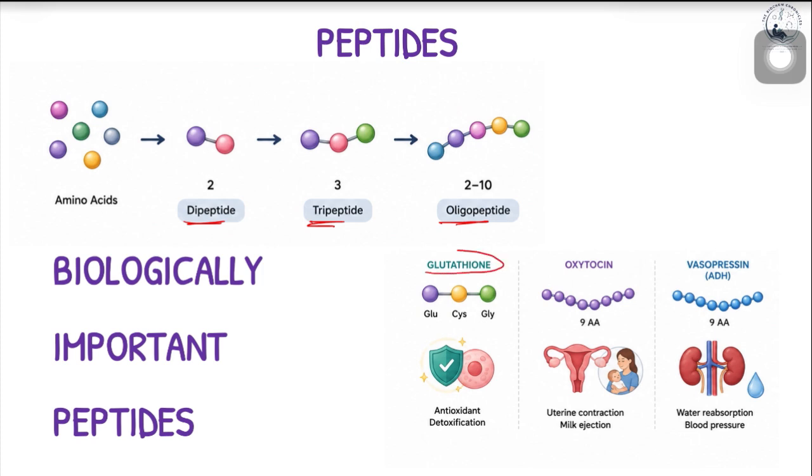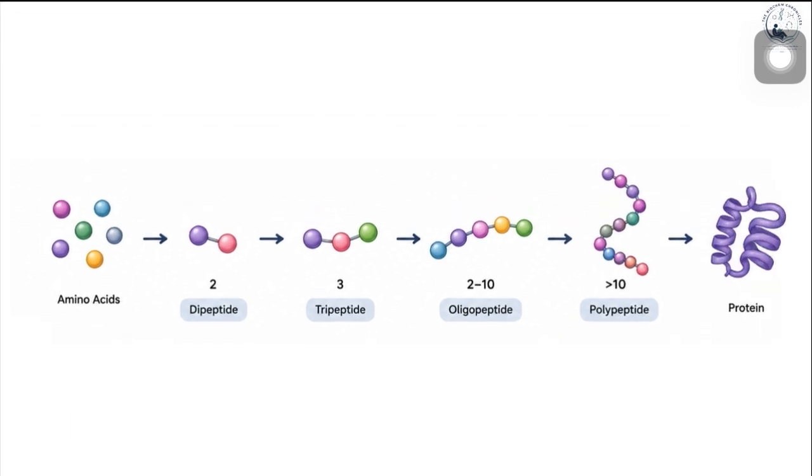One example of a tripeptide is glutathione, which contains the amino acids glutamic acid, cysteine, and glycine. They have a very important role in antioxidant activity and detoxification. And here are some 9 amino acid containing peptides, which are hormones such as oxytocin and vasopressin. Oxytocin has a role in milk ejection, and vasopressin regulates water balance and blood pressure. When more than 10 amino acids are present, you call it a polypeptide. Poly means many, so many amino acids are present. This is where your polypeptides form a protein by folding.